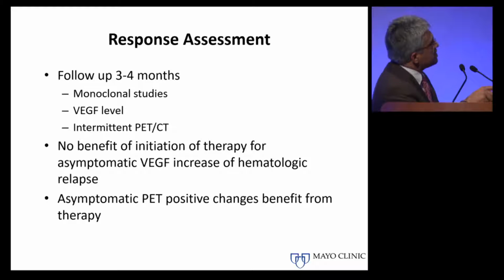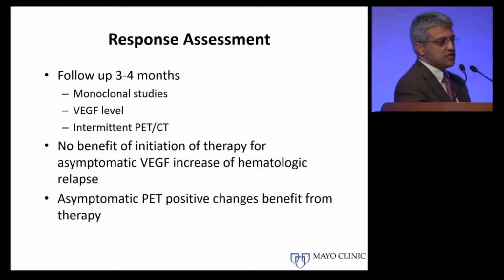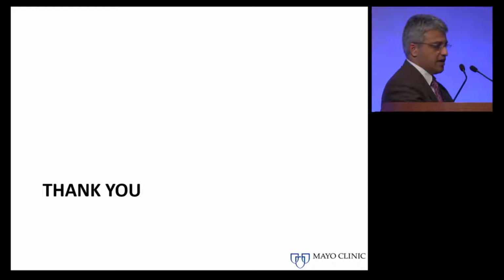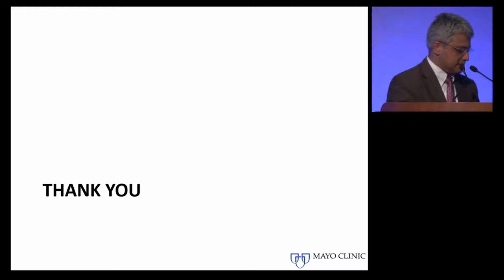So how do we assess response in these POEMS patients? These patients are followed very closely. You can follow the monoclonal protein. The VEGF level is a very important marker of response in patients who present with high levels of VEGF. You can see a significant drop as these patients respond to therapy. Patients with bone lesions should be periodically monitored with imaging studies as well. So I'll stop there, and thank you for your attention.